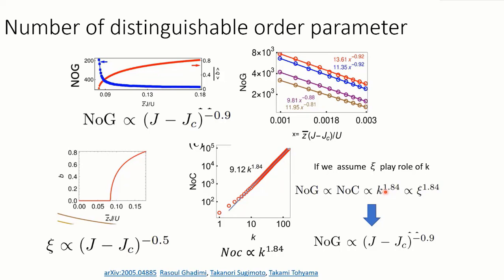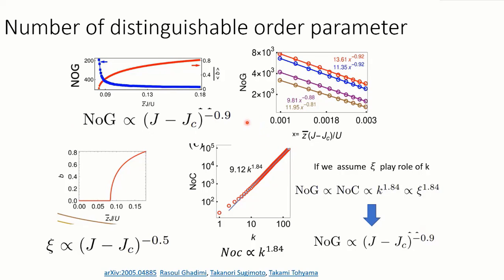I previously said that we need a length to distinguish different vertices in the quasicrystal. So maybe at the phase transition, classifying vertices is done by the correlation length, which is the length over which two different vertices can touch each other. So if we change K to correlation length and use this exponent relation, here you can find NOG proportional to J minus JC to the power of minus 0.9. Such an exponent is exactly what we derived here.